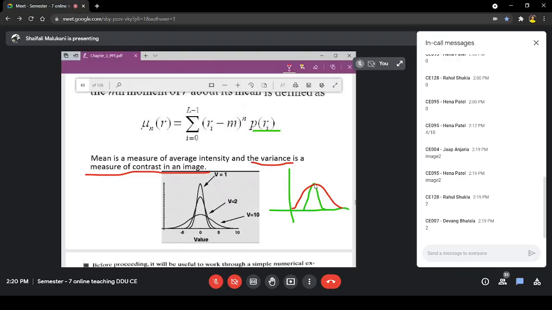And what does mean indicate? Suppose the mean intensity of one image is 10 and of another image is 100. Image 1 has mean value 10, another image 2 has mean value 100. Which of image 1 or 2 is the brighter one? Again, 2 is the brighter one. Why? Because the average value is near 100. That means compared to 1, 2 must be brighter. So mean indicates how average intensity is distributed, right?